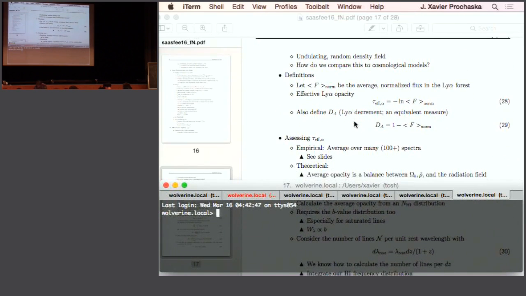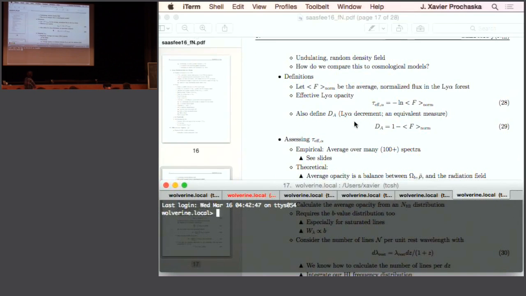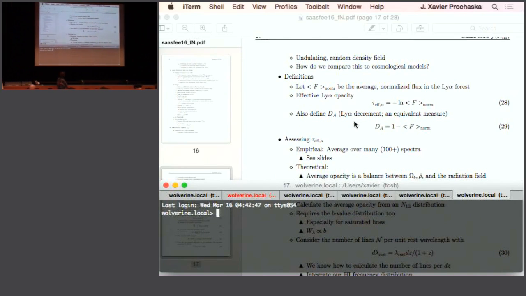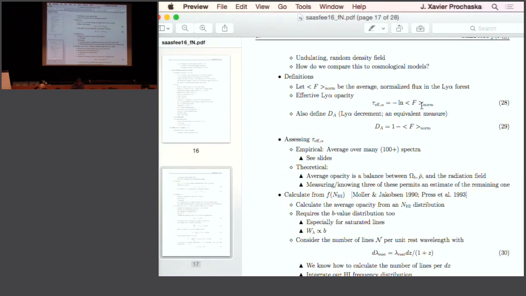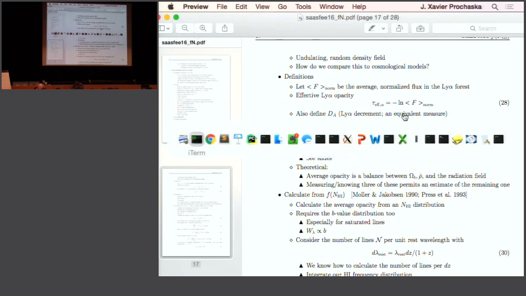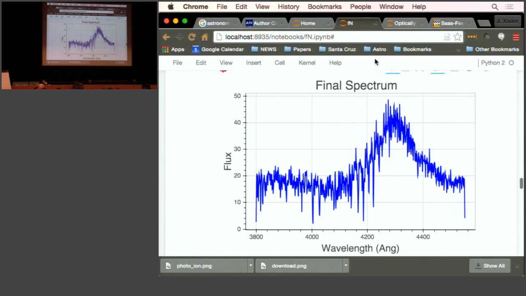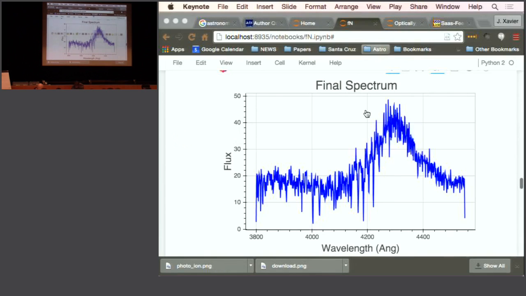the preferred approach to assessing this effective optical depth, tau effective alpha, is to take the average over many spectra and calculate the average flux observed. And from there, of course, it's just the negative of the natural log to get the effective opacity. So, it's a slideshow. This is kind of nice to illustrate.